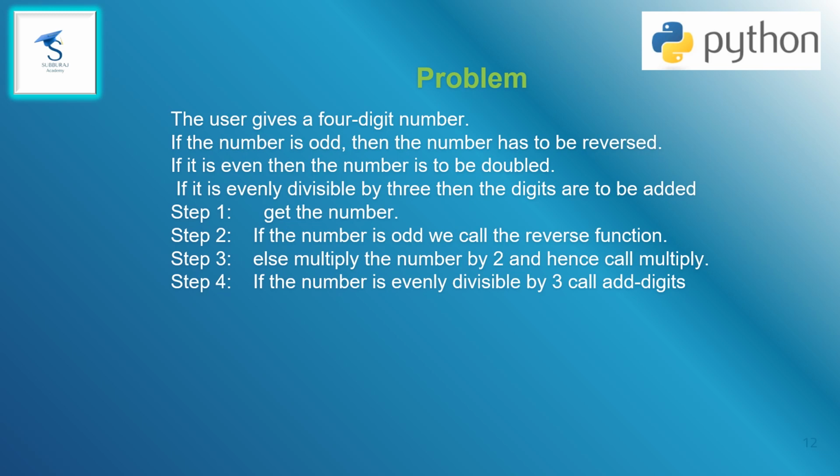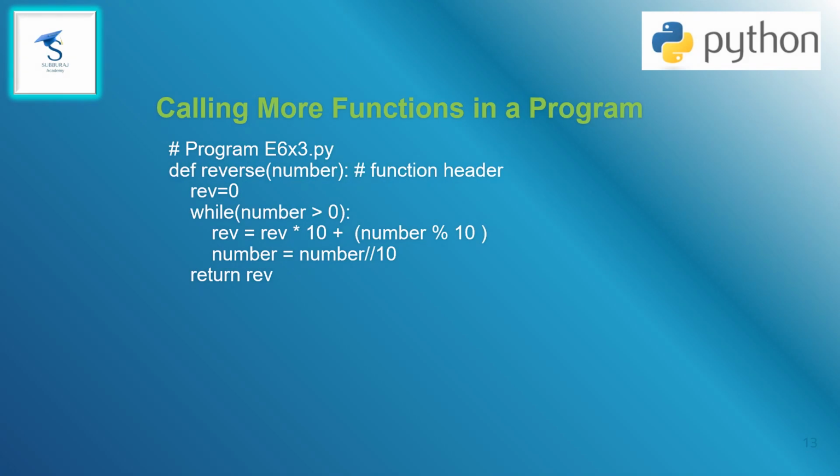So what is the algorithm? Get the number. If the number is odd, we call the reverse function, meaning you will have a function called reverse. Else multiply the number by 2, and hence call multiply. If the number is evenly divisible by 3, call add digits. So we are going to code three functions. The first function we are coding is reverse.